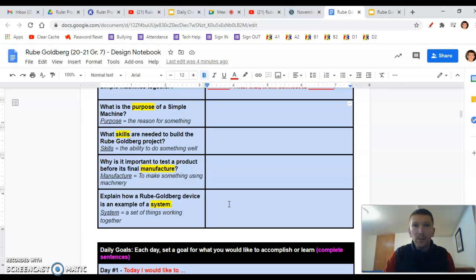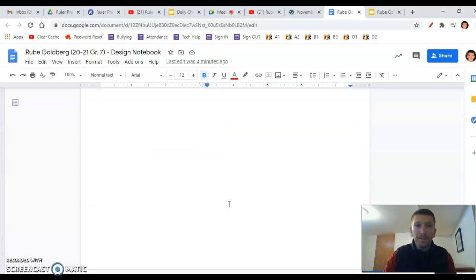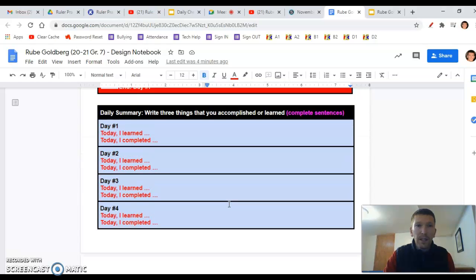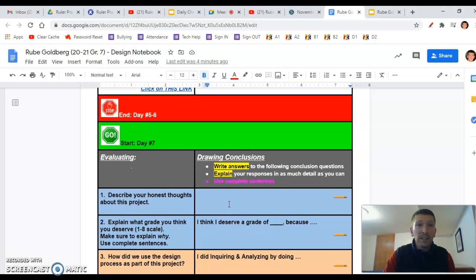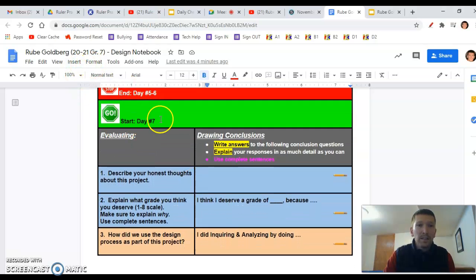The other thing that you have time to work on right now are your conclusion questions, which is all the way at the bottom, just above your daily summaries here. And this is where it says start day 7. So right here, start day 7, we are in evaluating. And it says for the conclusion questions, write answers to the following conclusion questions. Explain your responses in as much detail as you can.